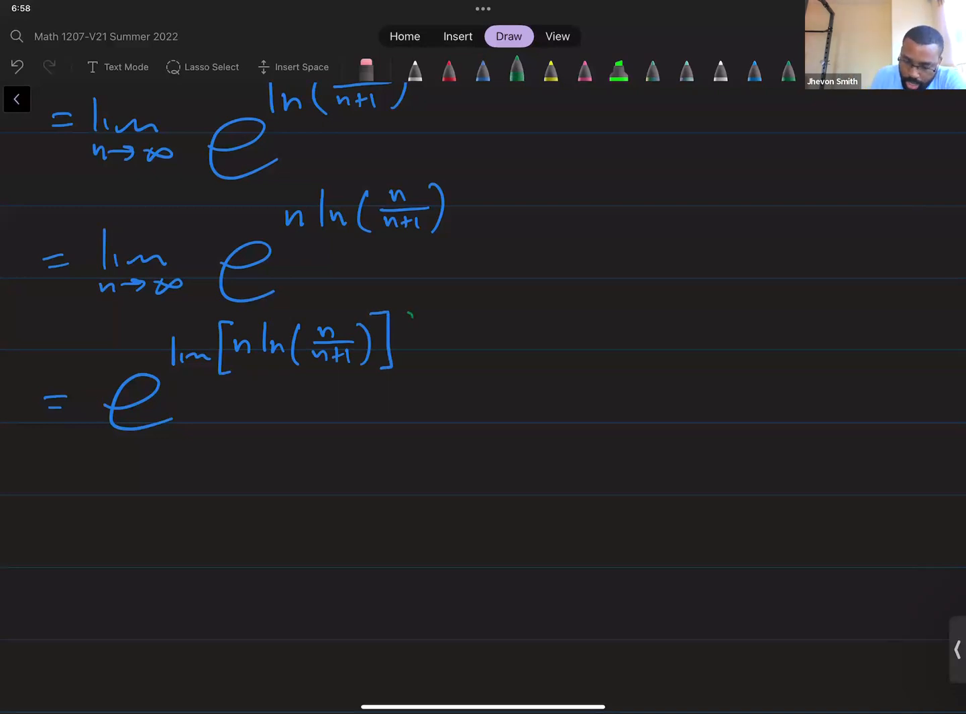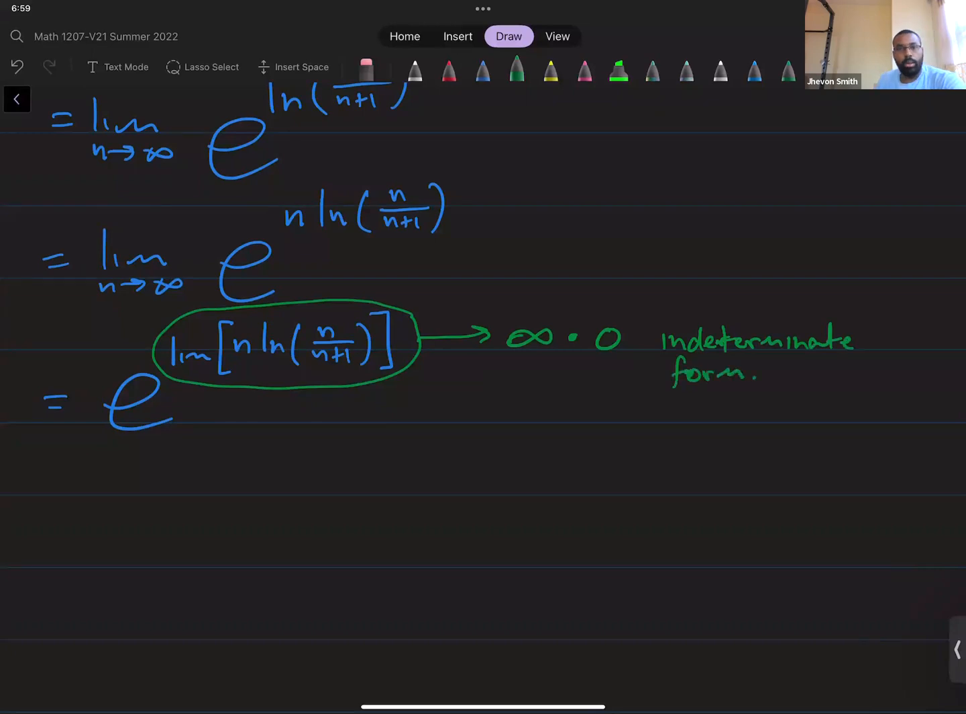And this one you can check. n is going to infinity, so the n part is infinity, times ln of n over n plus 1. The inside is going to 1, so that's approaching ln of 1, which is 0, which is another indeterminate form. So we know from Calc 1, if you have an indeterminate form that's a power, use e to the ln of the thing to bring the power down. Any indeterminate form that is a product, you can use the reciprocal trick.